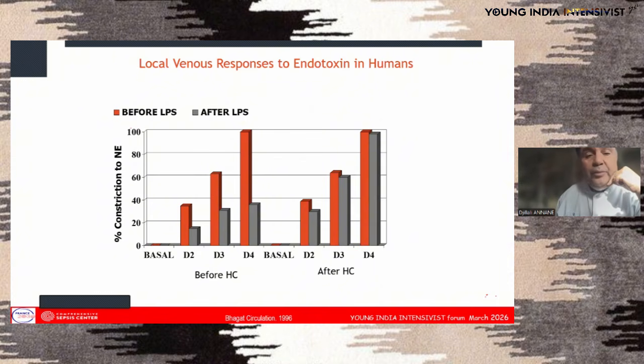Now let's move to humans. This is a landmark paper by Bellissant and colleagues in 1996, looking at healthy volunteers challenged with endotoxin. They looked at the percentage of contractility of the veins in response to norepinephrine. Before giving hydrocortisone, endotoxin administration, gray bar compared to the orange bar, is associated, unsurprisingly, with a marked depression in the contractile response to norepinephrine. The volunteers then received 50 milligrams of hydrocortisone. The same experiment was redone, and one can see a nice normalization of the contractile response to norepinephrine.